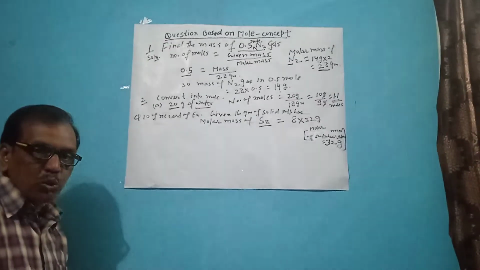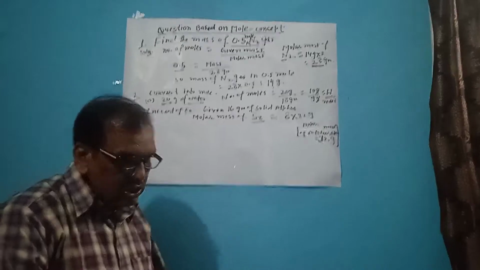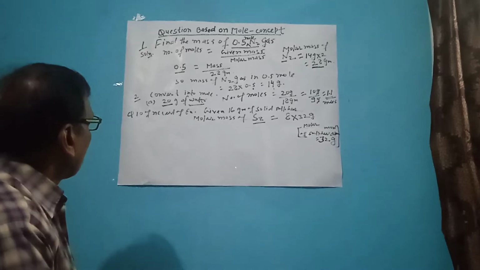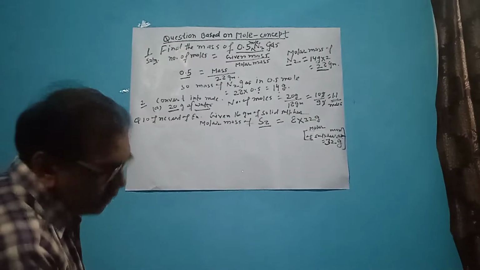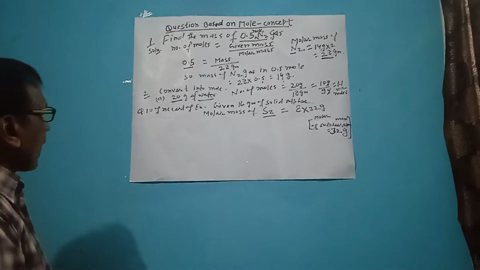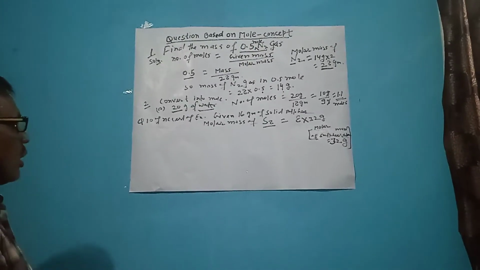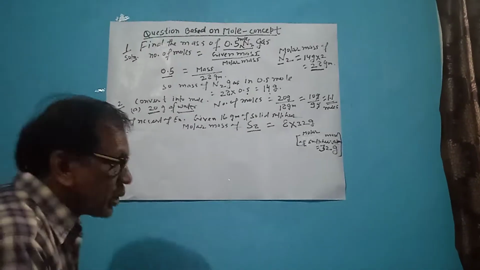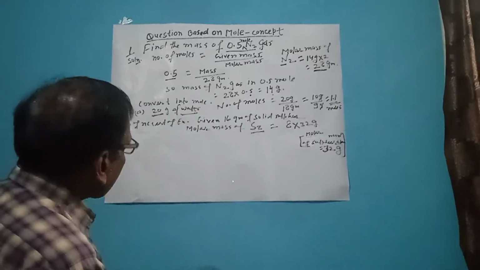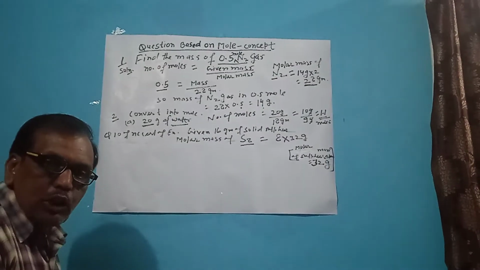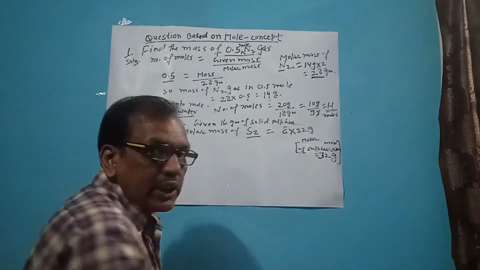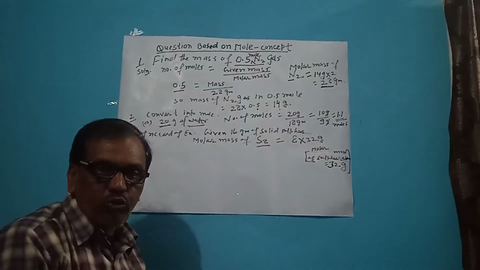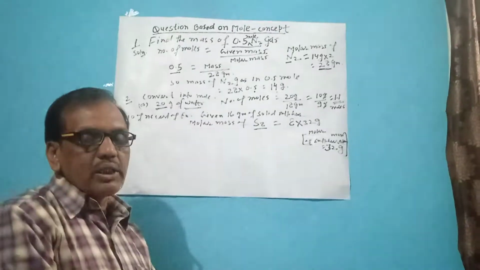Now the second important question of the exercise on mole atoms and molecules, based on the mole concept. Find the number of moles in 20 gram of water. That means convert 20 gram of water into number of moles. Now from the formula, number of moles is equal to given mass 20 gram divided by 18 gram, that is the molar mass of water. How do we find the molar mass of water?